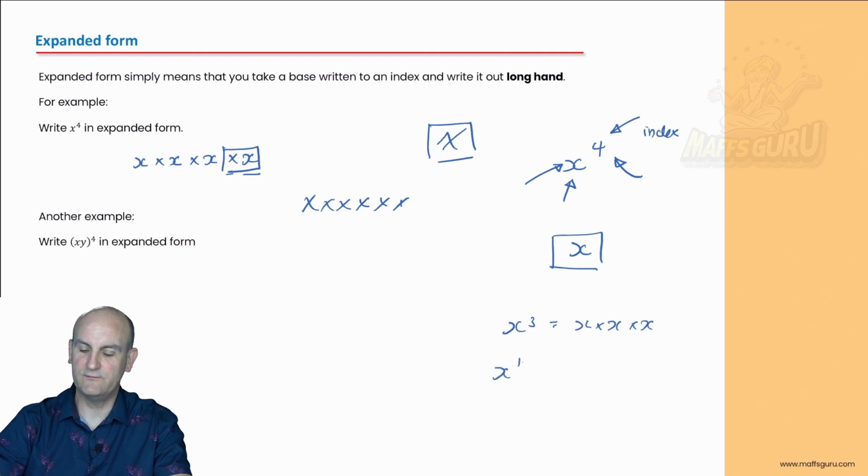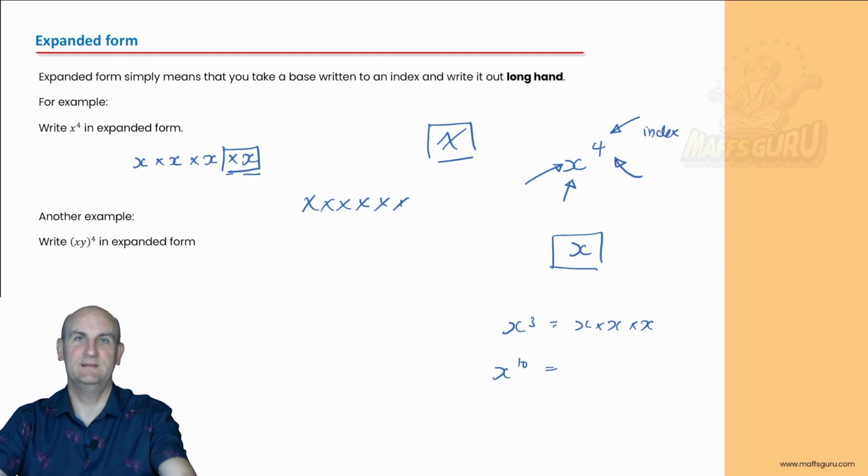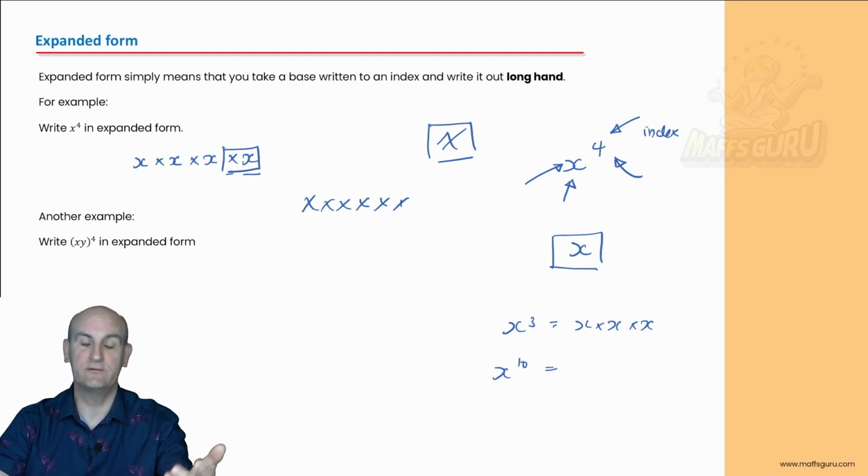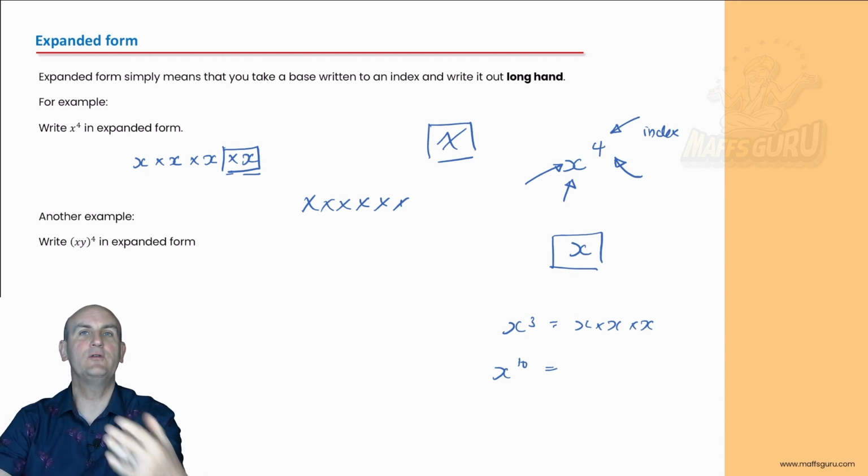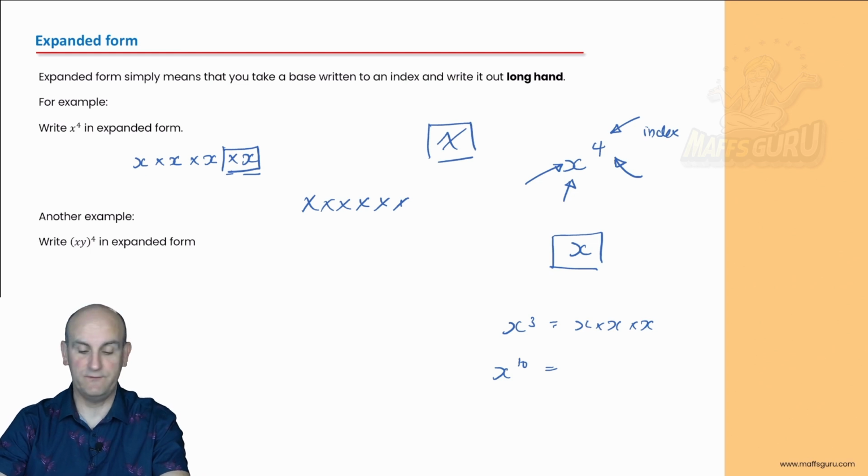Oh, okay, so x to the floaty 10 would be way too many x's for me to write in this particular video. But you see the point now? x times x times x times x times x times x, and so it would go on. Now, obviously, they then try and trick you, because maths is a big fat trick.